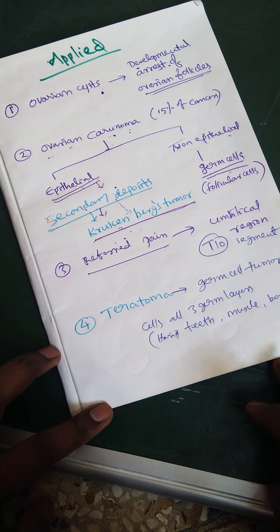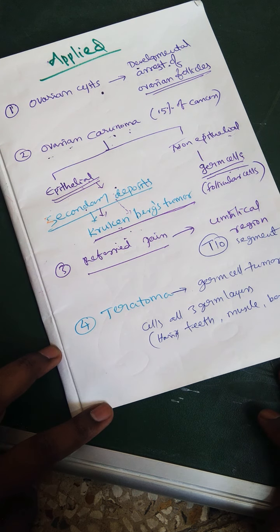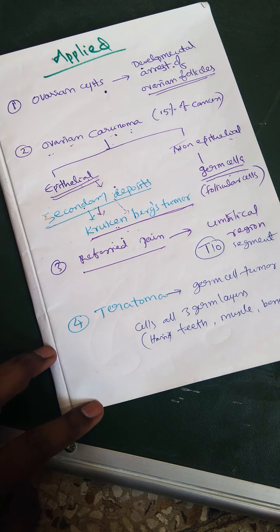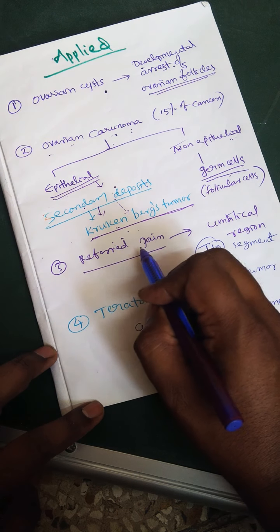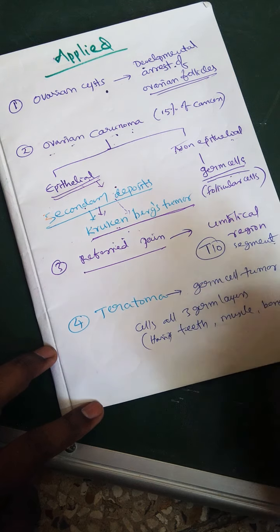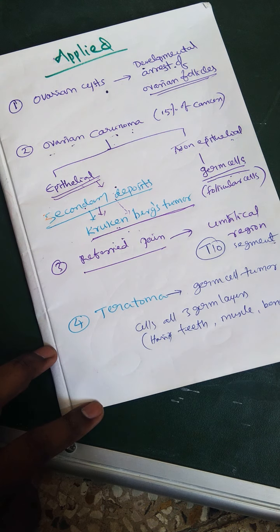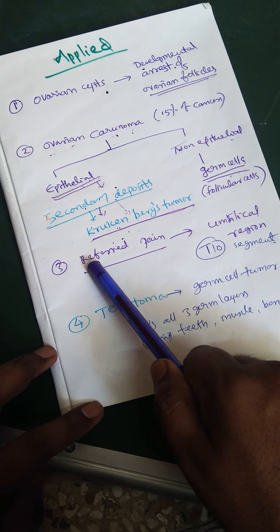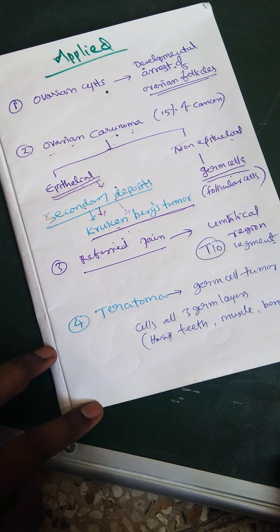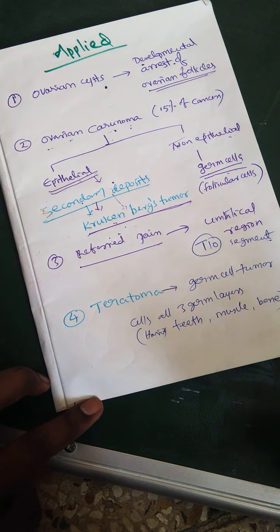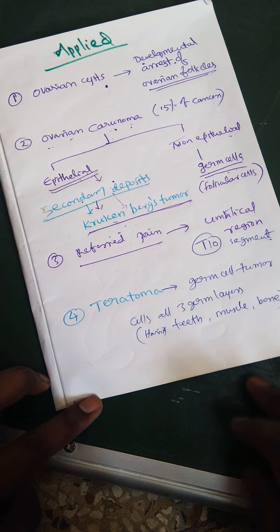Referred pain. Pain in the ovary is often referred to the umbilical region, because the sympathetic supply and sensory innervation to the ovary both come from the T10 segment of the spinal cord. So pain in the ovary is referred to the umbilical region. If we feel any pain in the umbilical region, we can suspect a disease of the ovary.